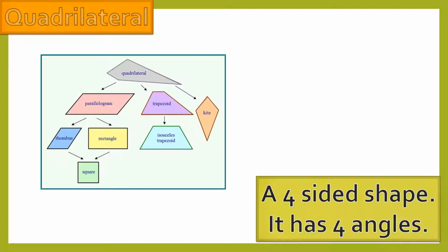Quadrilateral, quadrilateral. Quad is a root that you're going to see in a lot of different words throughout your life. It means 4. So a quadrilateral, it's fun to say and mess up, is a 4-sided shape, and it has 4 angles. That's all you need to know. 4 sides, 4 angles. Write that down.